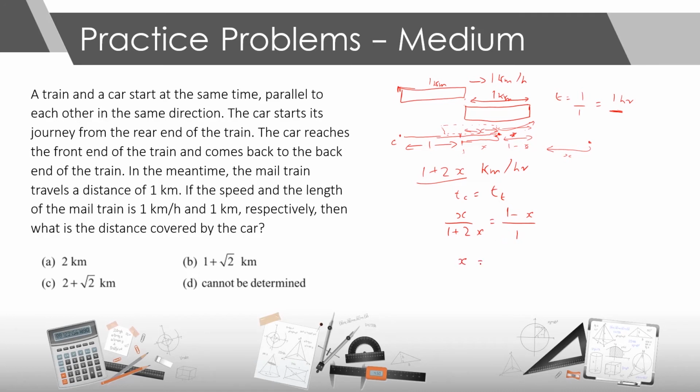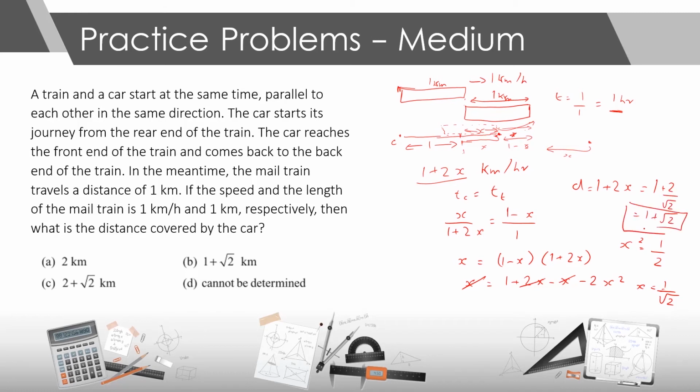Now this becomes x over (1 plus 2x) equals (1 minus x) over 1, so x is equal to (1 plus 2x) into (1 minus x). So this is 1 plus 2x minus x minus 2x square. We can cancel these x's. x square is equal to half. So x is equal to 1 by root 2. Now the total distance covered by the car is 1 plus 2x. Put the value of x here and you will get 1 plus root 2 kilometers. So that's the second option.